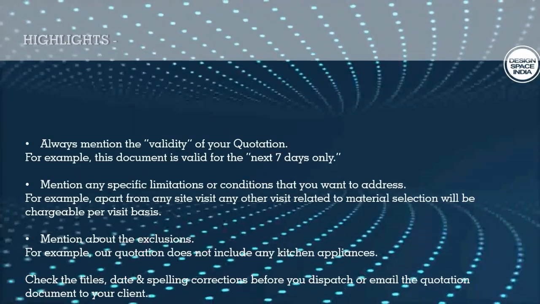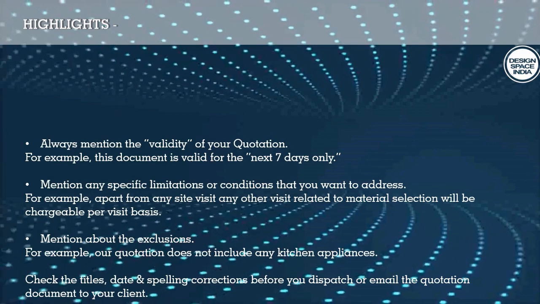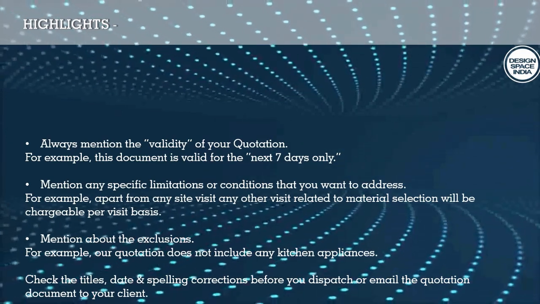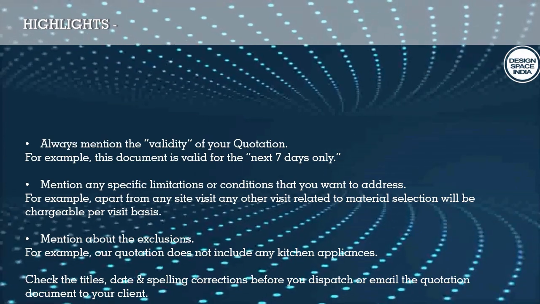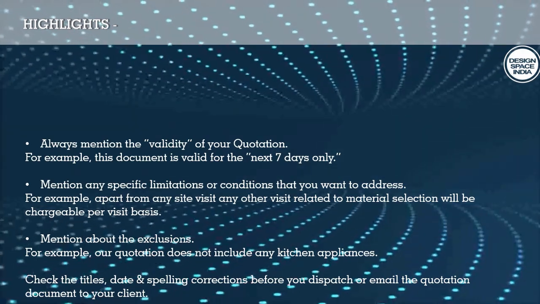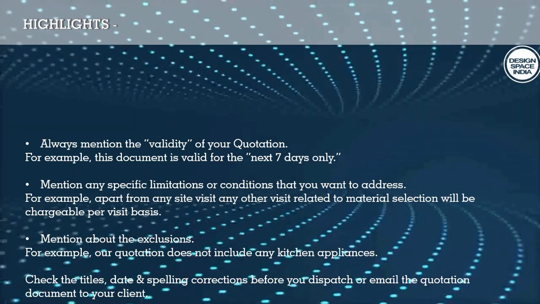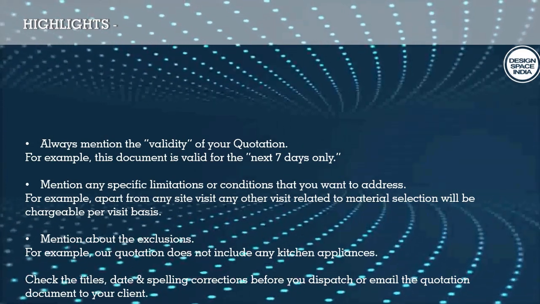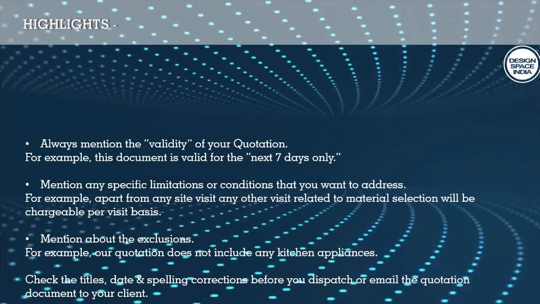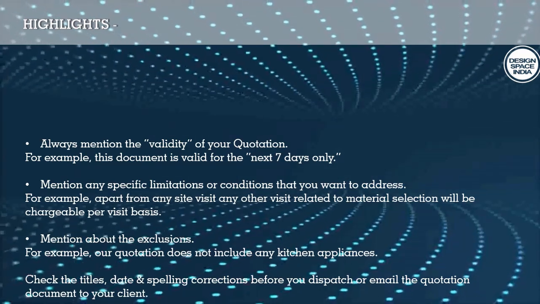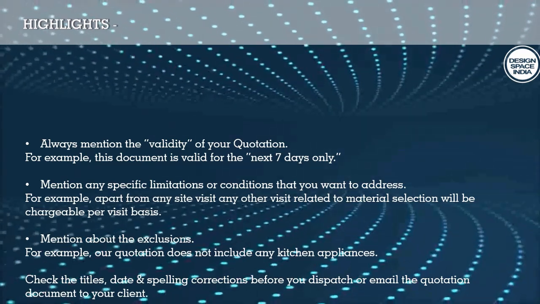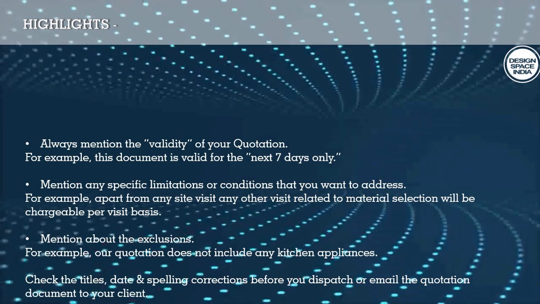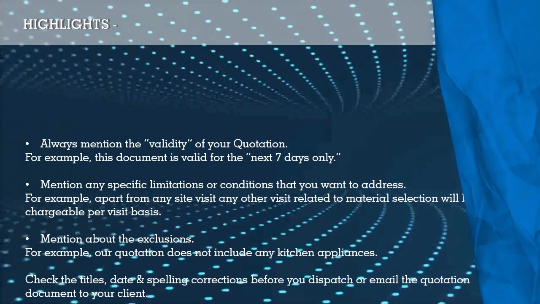Highlights: always mention the validity of your quotation. For example, this document is valid for the next 7 days only. Mention any specific limitations or conditions that you want to address. For example, apart from any site visit, any other visit related to material selection will be chargeable on per visit basis. Mention the exclusions. For example, our quotation does not include any kitchen appliances. Check the titles, date and spelling corrections before you dispatch or email the quotation document to your client.